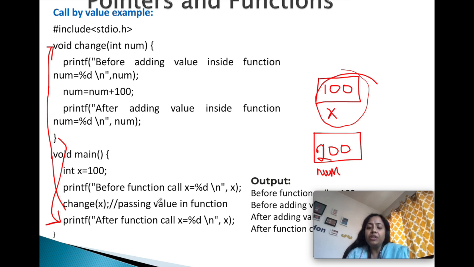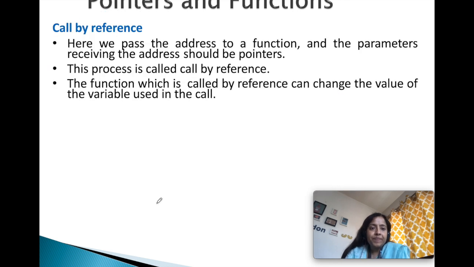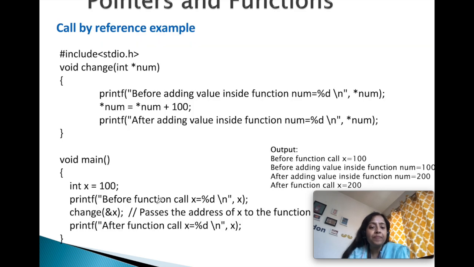Now we are coming to the next concept, that is call by reference. In call by reference, we pass the address to a function, and the parameters receiving the address should be pointers. That is the main thing here. This process is called call by reference. The function which is called by reference can change the value of the variable used in the call. How do we do this? Students, kindly note the differences here.